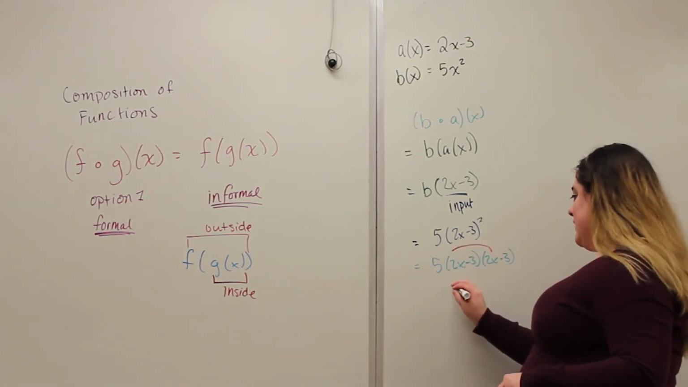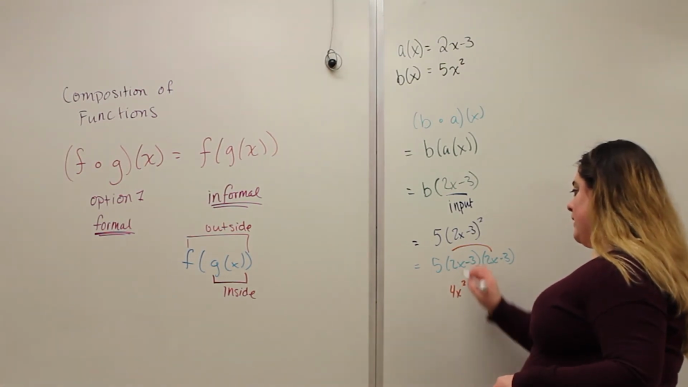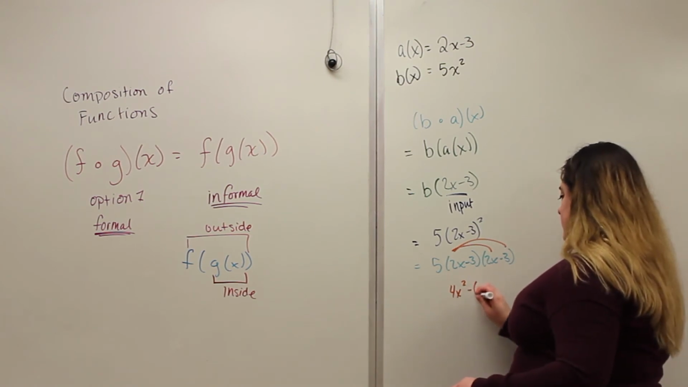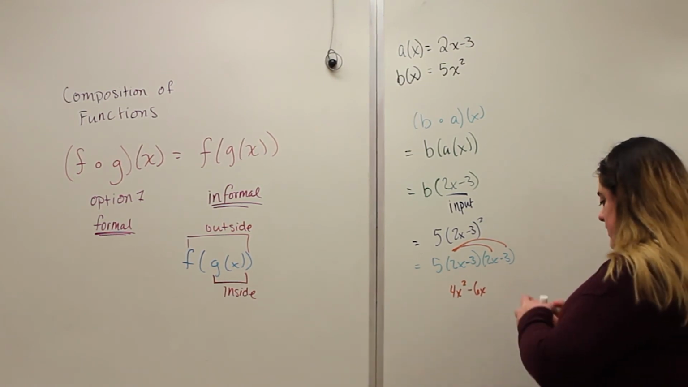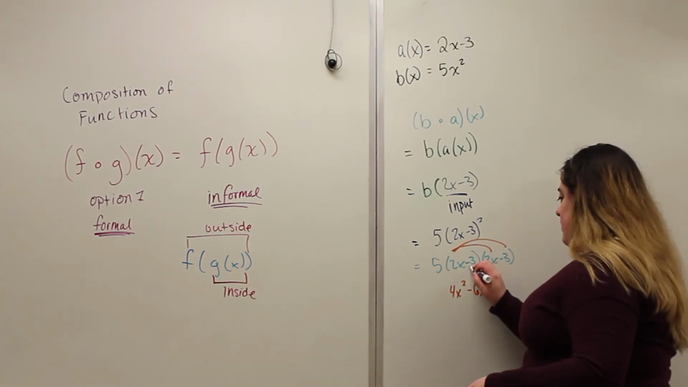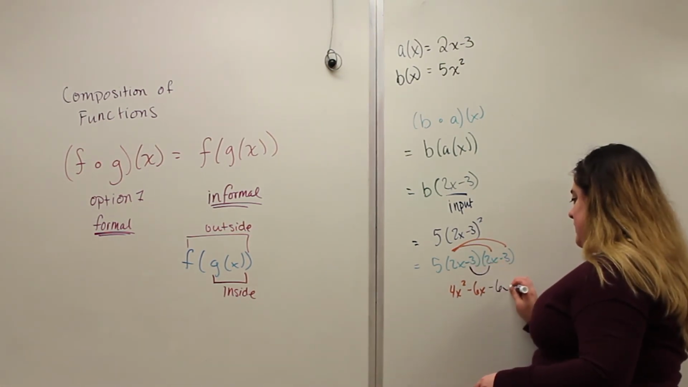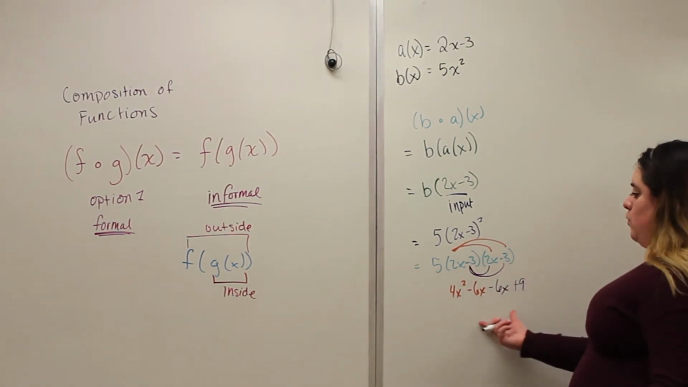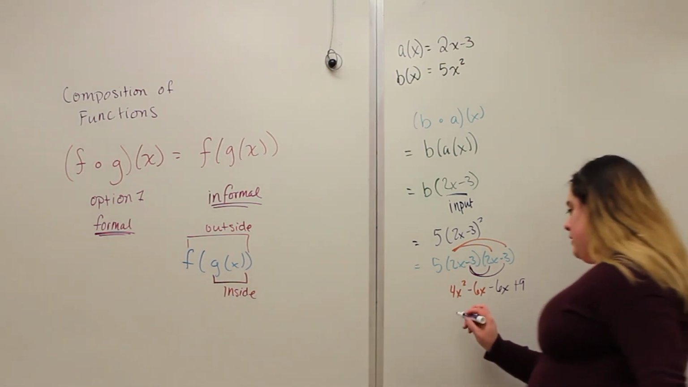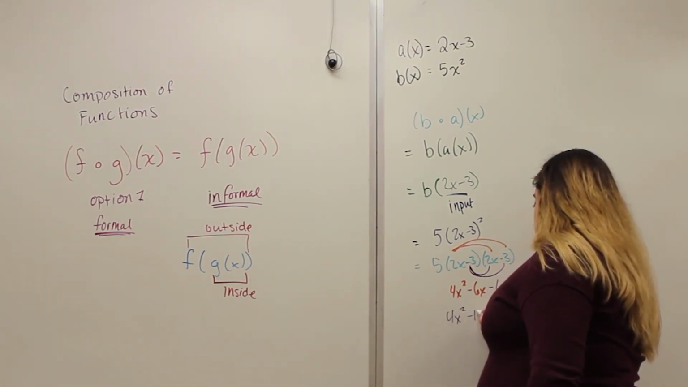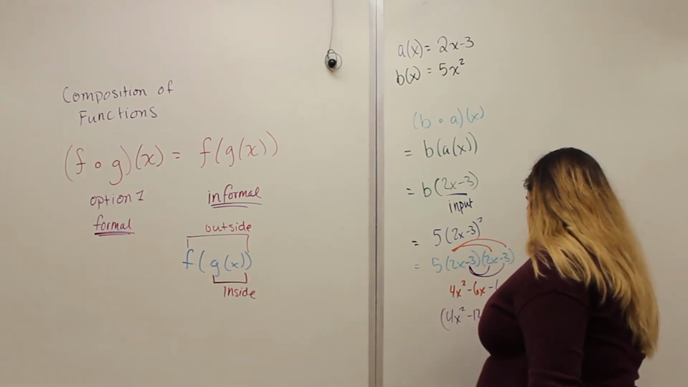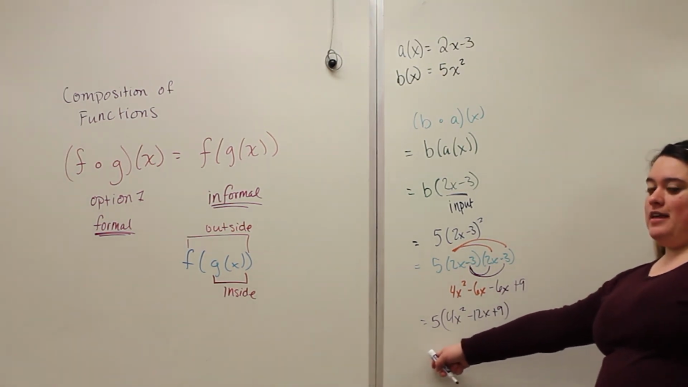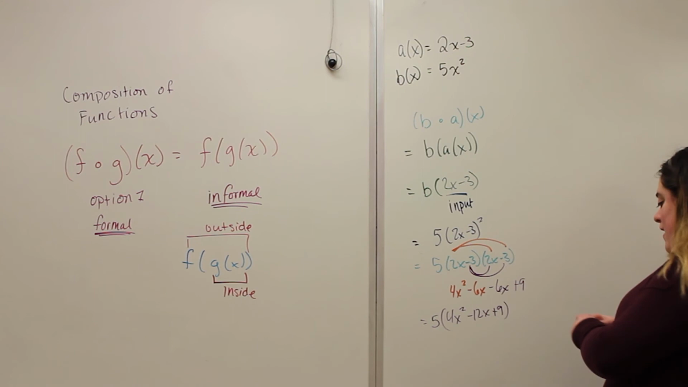2x times 2x gives me 4x squared. 2x times a negative 3 is a negative 6x. We have that again, negative 3 times 2x, that's a minus 6x. And then a negative 3 times a negative 3 gives me a positive 9. So when I combine my like terms here, I end up with 4x squared minus 12x plus 9. But I still have a 5 that I gotta remember to use. I gotta multiply that 5 through.